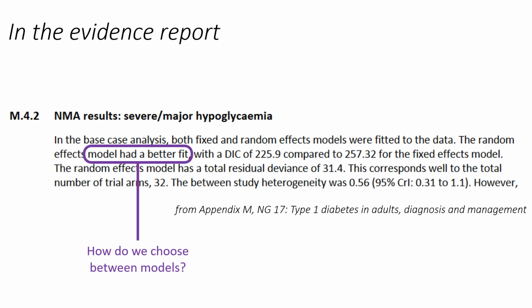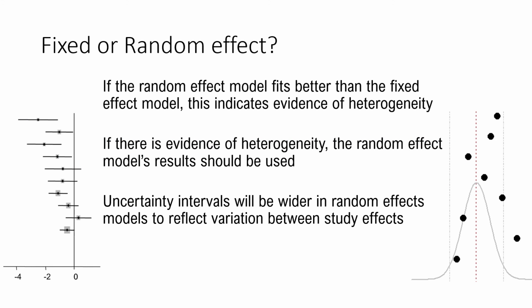Having fitted both models, we need to decide which to use. We can use the model fit to look for whether we should account for heterogeneity. If the random effect model fits better, this shows that accounting for heterogeneity is appropriate. If there is evidence of heterogeneity, we should use the random effect model. We will see wider uncertainty intervals around our estimates of intervention effects because we are specifying that there is more uncertainty in the estimates from the trials.